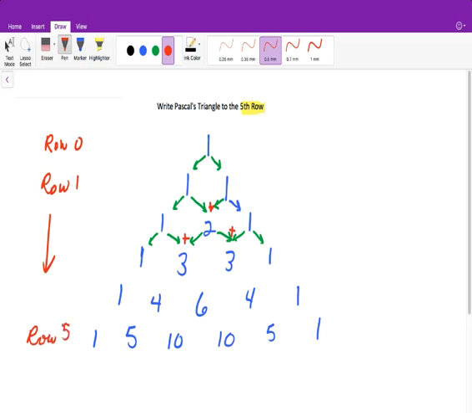Another way you can remember what row we're working on is the second number in the row is also your row number. So since there is no second number here, that's why it's row 0. Then this is our first row, second row, third row, fourth row, and 5th row. So make sure that you're doing it to the right row.